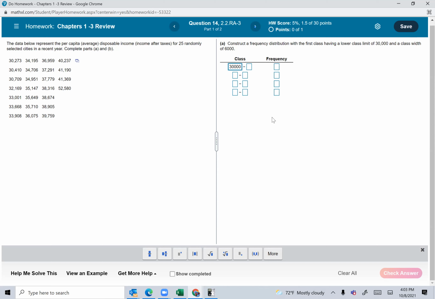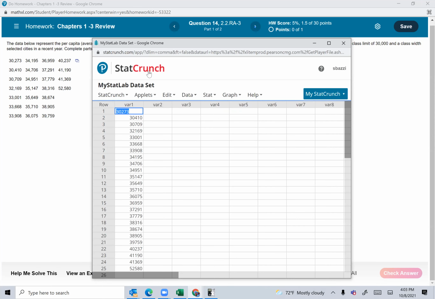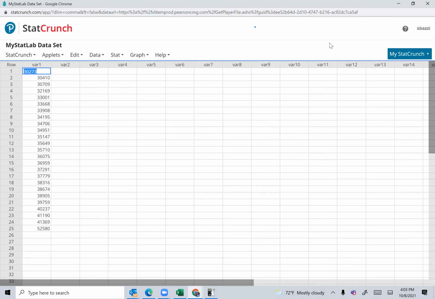In order to construct a frequency distribution table, you need to know the class width. And here's how we determine the class width, guys. We need to know the highest value and the lowest value. Now I'm just going to show you how I can go to StatCrunch and do this. Watch, guys. I open the software. This is the software that you use in your textbook. I'm going to sort the data from smallest to largest so I can see which one is the smallest and which one is the highest.